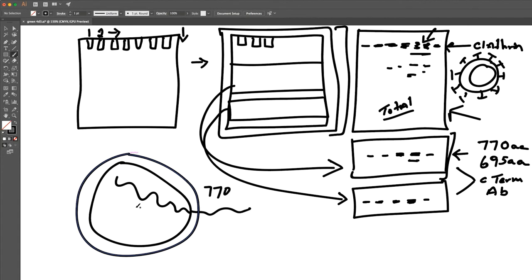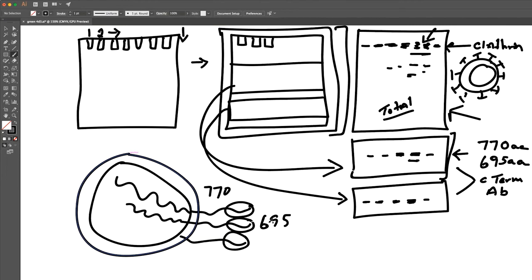Then there's a slightly smaller version, which is 695. And then there's a short piece that has been cleaved. And in all three cases, the antibody recognizes this domain, and this domain. And that's what we have so far.